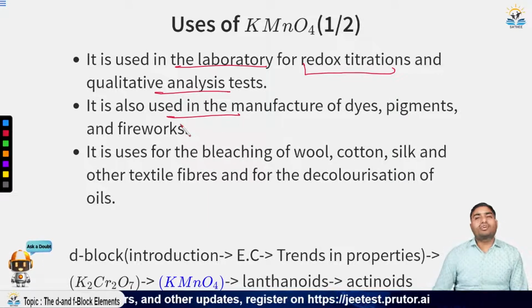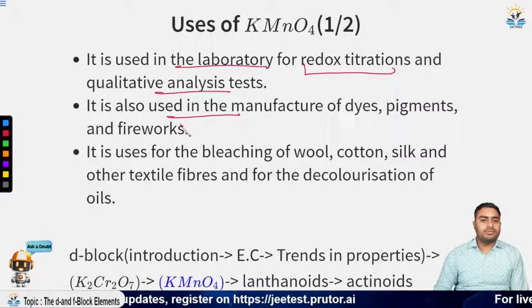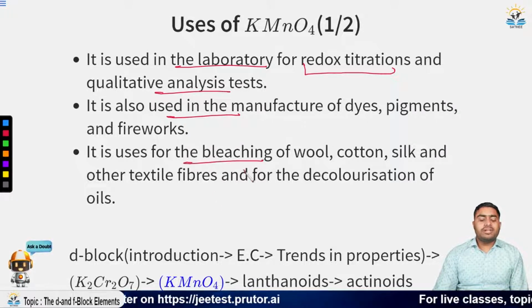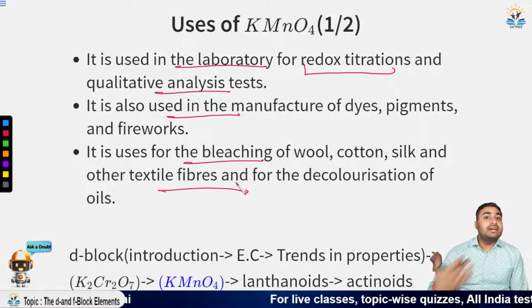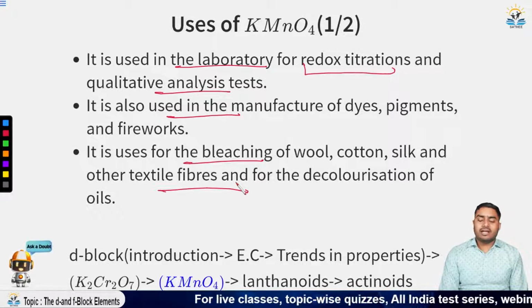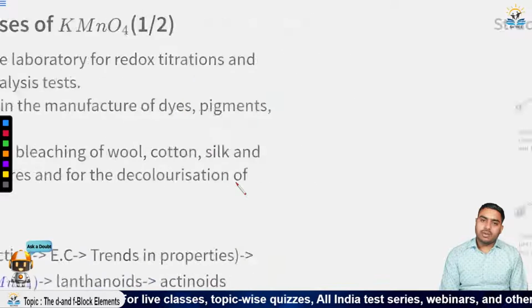It is not highly soluble in water. It is used for the bleaching of wool, cotton, silk, and other textile fibers, and for the decolorization of oils as well. In the decolorization process, we can use KMnO4 as well.